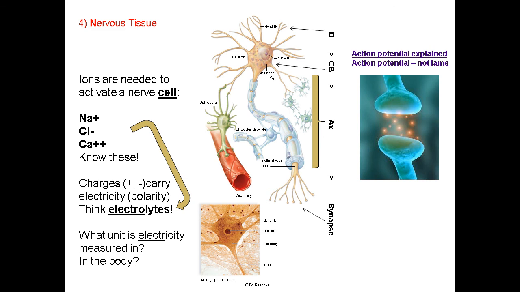So what unit is electricity measured in? For the nerve, remember, it's millivolts. It's in the whole body in millivolts. And you know that because of EKGs and EEGs, electroencephalograms, that's of the brain, and EKGs, cardio, they spell it with a K in German, so you don't get them confused, for the heart.